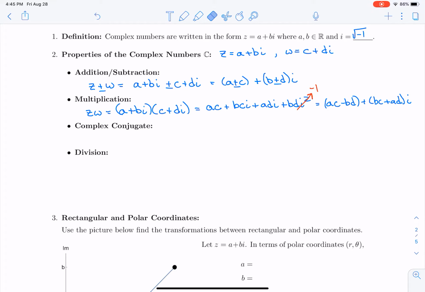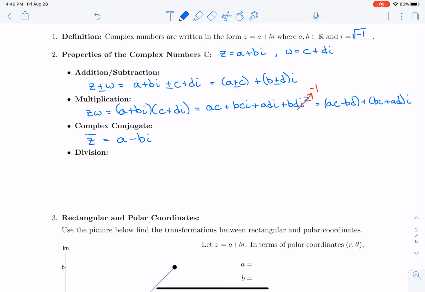Now, one operation that you might not be familiar with is the complex conjugate. So the complex conjugate of a number z, we're going to call that z bar. And z bar is going to be a minus bi. So this is the number that corresponds to z where we have flipped the sign of the imaginary part. Now, it might not be immediately apparent why we would need such a number, but we're going to move on to the idea of division to see why we might need that complex conjugate.